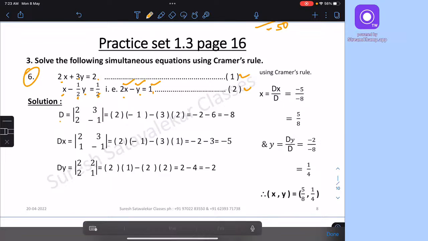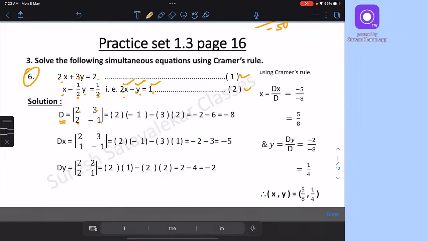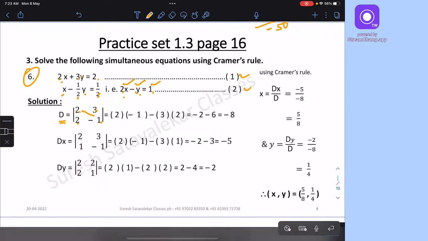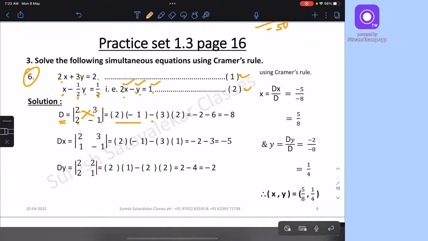Now d is the determinant of the coefficients of x and y. So here is 2, 3, and here is 2, minus 1. Again to expand, 2 into minus 1 comes first, minus 3 into 2 comes later. 2 into minus 1 is minus 2. This is minus 3 into 2, which is 6. Both are minus, minus 2 and minus 6, so they will add up. 6 and 2 is 8, and the common sign is minus. So the value of d is minus 8.